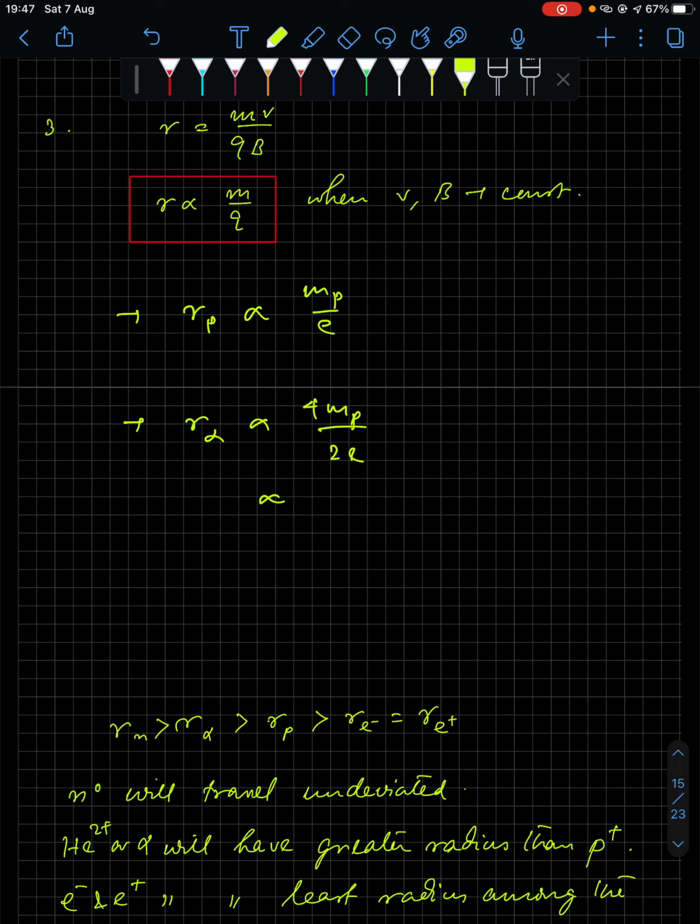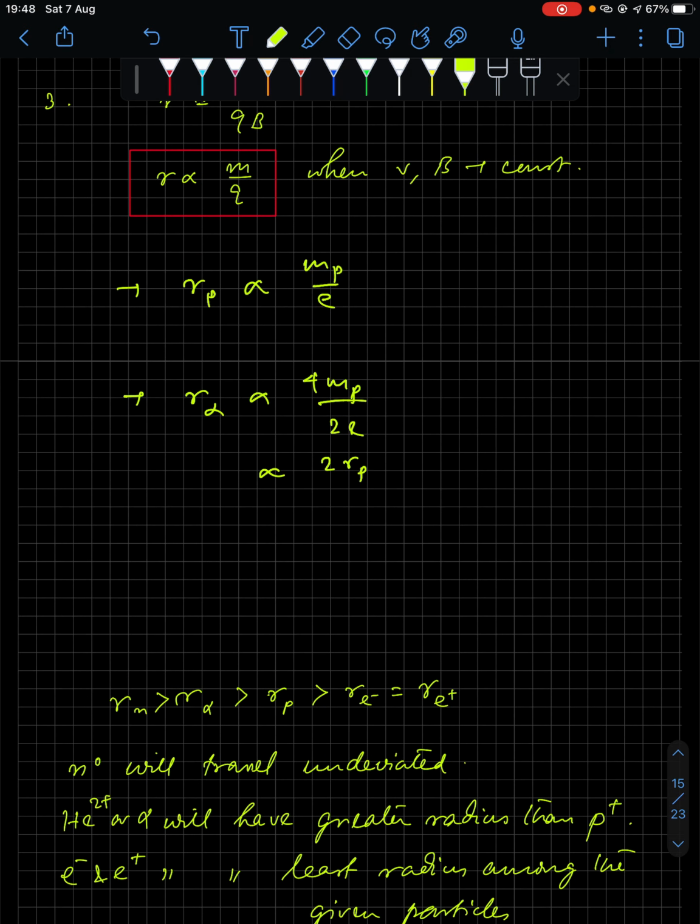Now this becomes what? This becomes proportional to 2 mp by e, right? And 2 mp by e can be written as 2 times Rp. That means the radius of alpha particle will be double the radius of proton.